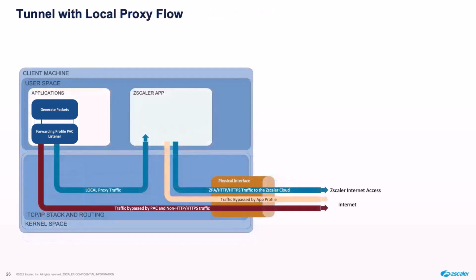With tunnel with local proxy as the only configuration on there, you explicitly need the forwarding profile PAC to target traffic directly to the local listener on the Zscaler Client Connector. So my application needs to be proxy aware. It needs to understand that configuration of what my Zscaler Client Connector proxy listener is, and it will then forward the traffic to that Zscaler Client Connector. The Zscaler Client Connector then passes traffic to the Zscaler Internet Access. Any other traffic that's not ZPA will pass out directly to the internet.